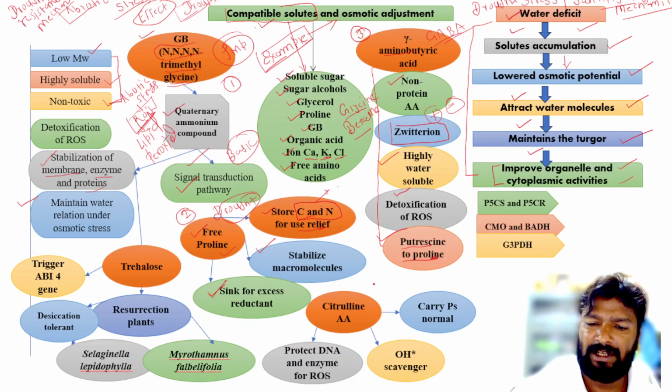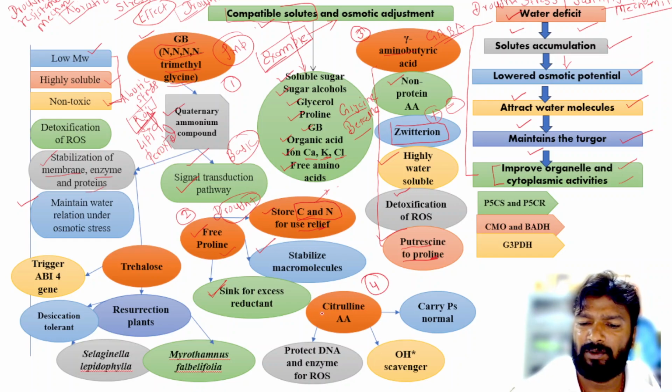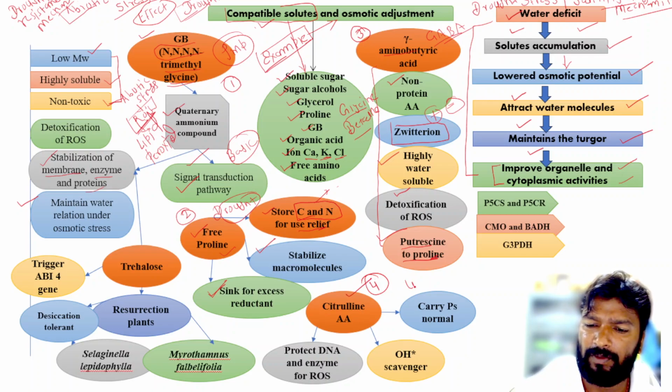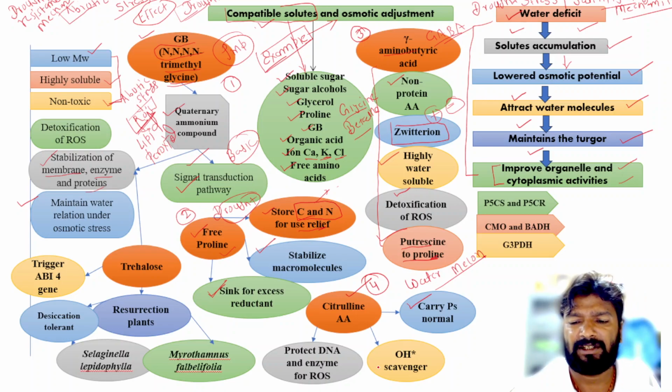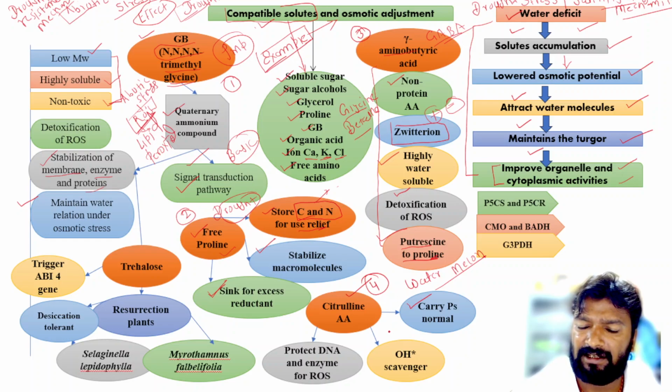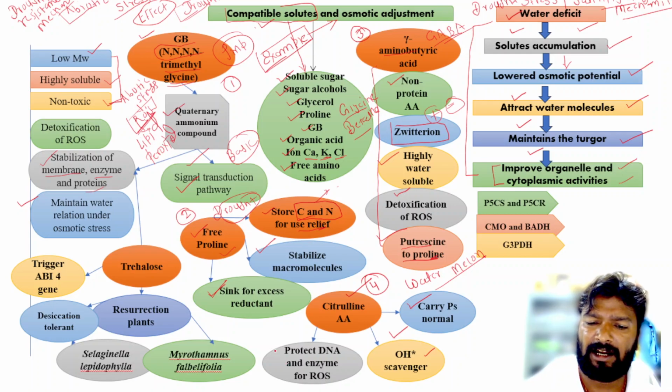Now come to the next compatible solute, that is known as citrulline. That is one of the amino acids and was isolated from watermelon. It carries out normal photosynthesis, means it maintains the photosynthetic rate. Second, it acts as a ROS scavenger or hydroxyl radical scavenger. And third function is to protect DNA and enzymes from ROS. So these are the important functions of citrulline.